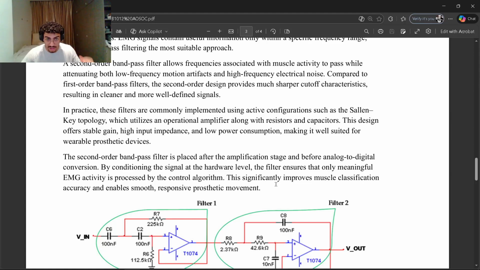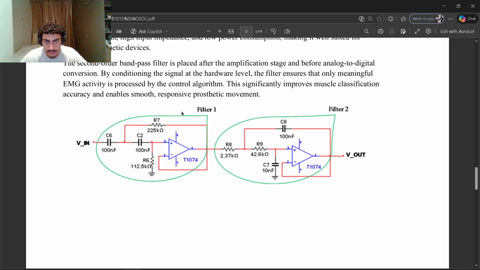It's really important that everything is done in real time, because at the hardware level, everything is faster than at the software level. This significantly improves muscle classification accuracy and enables smooth, responsive prosthetic movements. Here, this is an example of the Sallen-Key topology.